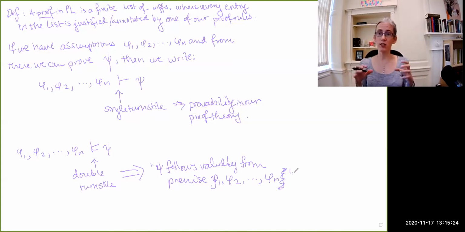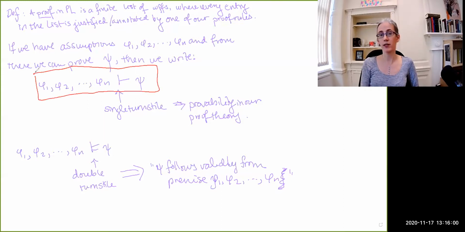So, of course, there's ultimately going to be a very intimate link between the relation indicated by the double turnstile, the semantic one, and the one indicated by the single turnstile, the proof theoretic one. We're going to ensure that we develop our proof theory so that these two relations between sets of formulas and individual formulas track each other. But we won't get into that now because we've got just a few more definitions. So if we have assumptions phi 1 to phi n, and we can prove from those assumptions some formula psi, then we can write that.